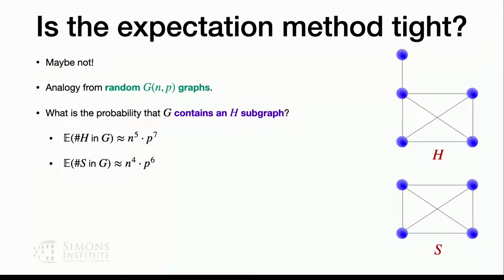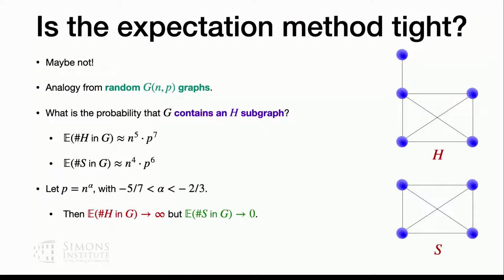However, the plot thickens, because you can all agree with me that in order for the graph G to contain an H, it must in particular contain this clique, which I call S. I mean, containing S is a necessary condition for containing H. And the expected number of S's in G, so it's one vertex less and one edge less, is n to the 4 p to the 6.